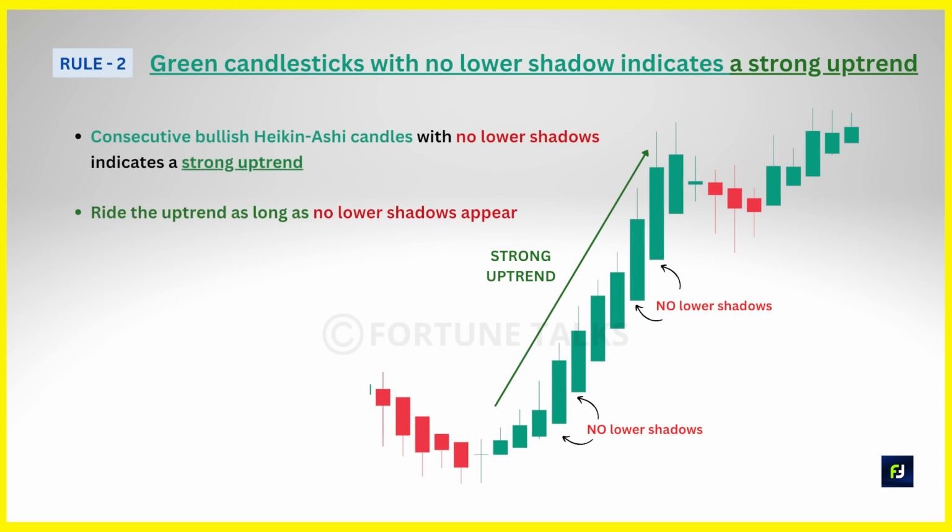The second rule is that green candlesticks with no lower shadow or wick indicate a strong uptrend. So when prices are trending up and you find consecutive bullish Heikin Ashi candlesticks with no lower shadows, then you are possibly witnessing a strong uptrend. You have to stay in the long position until the Heikin Ashi candlestick changes color from green to red, and ride the uptrend as long as no lower shadows appear, and let your profits accumulate.